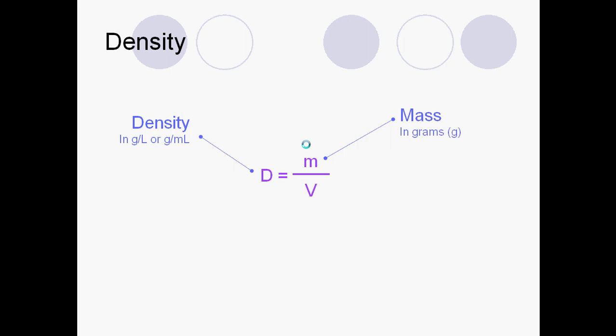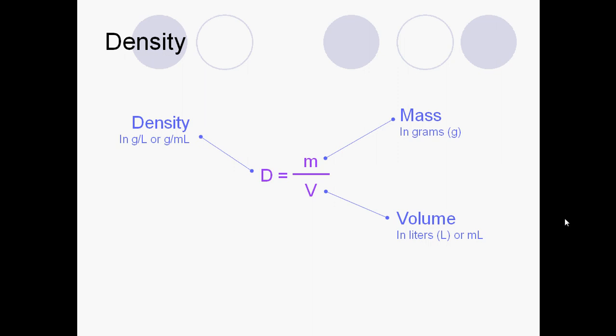Density is typically in grams per liter or grams per milliliter. Remember back from first semester that a milliliter is equal to centimeters cubed. So those two things are the same. Mass is typically in grams. It can be in kilograms, but typically we don't do that. And again, our volume, like we said, is in liters or milliliters.